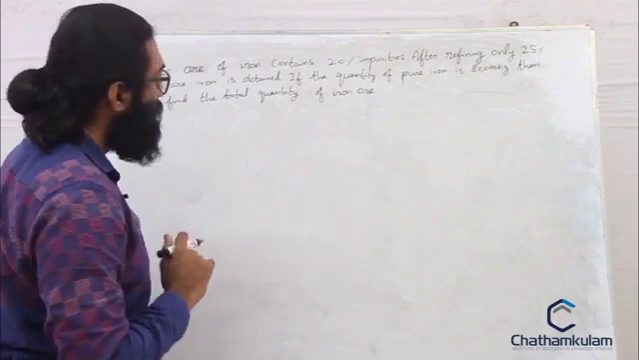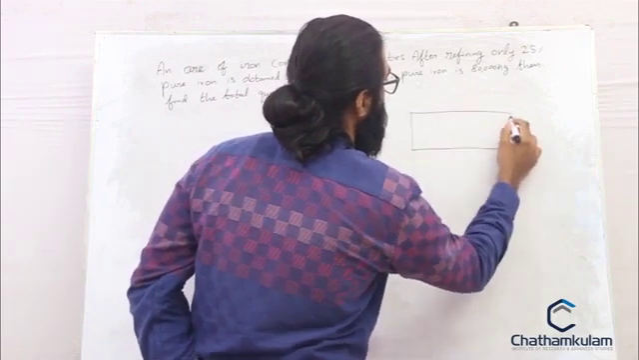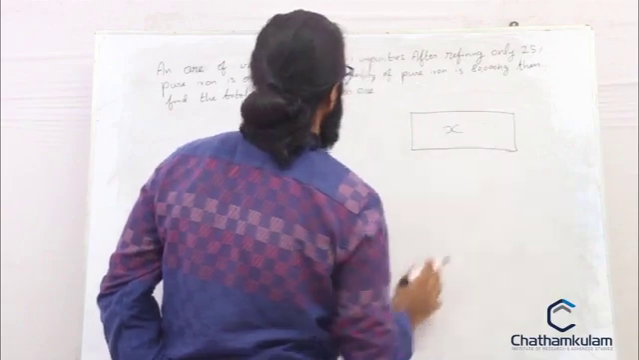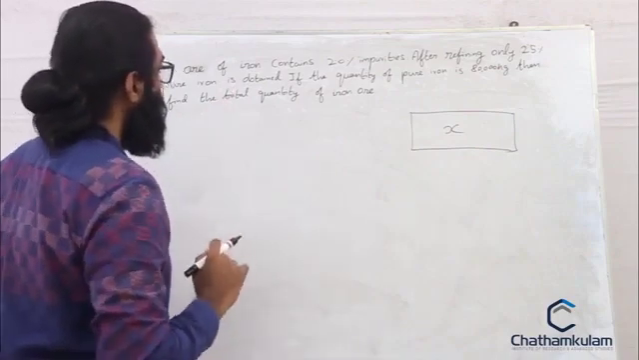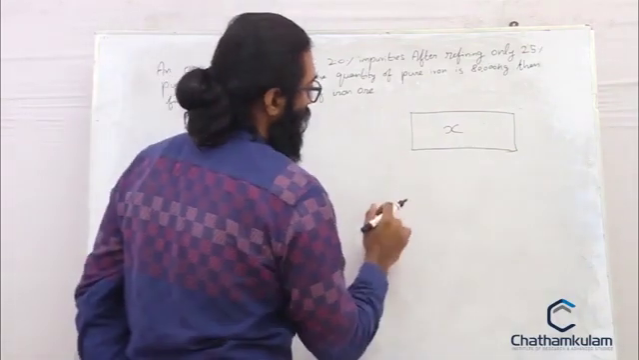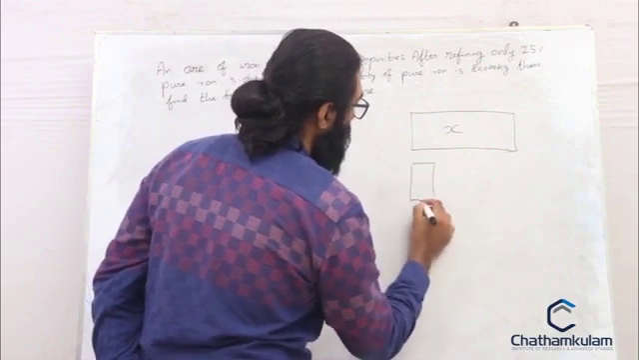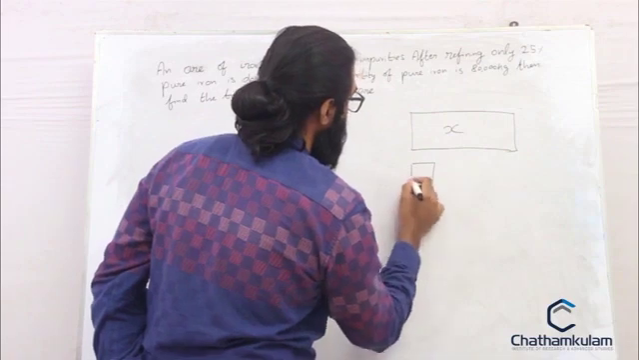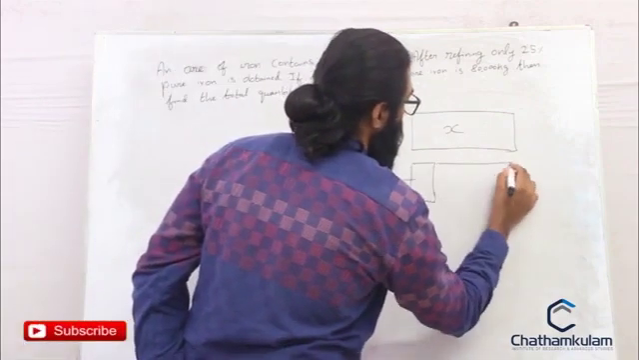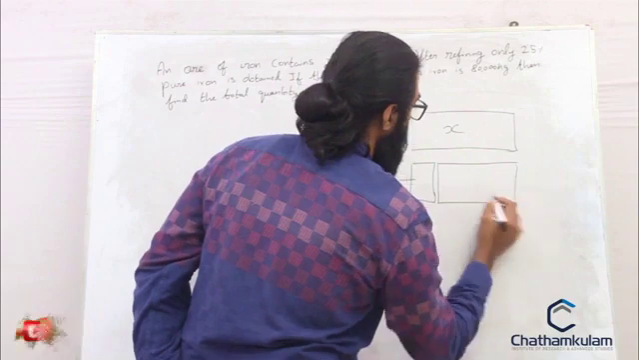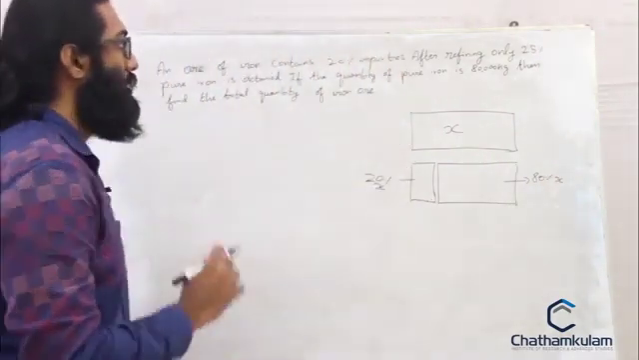An ore of iron contains 20% impurities. So let's say this is the quantity which contains X quantities. Okay, in this X quantities, it's given that this ore contains 20% impurities. Of this total quantity X, it contains 20% impurities. That is, you can say 20% of X is impurities. That means the rest 80% of X is non-impurities.